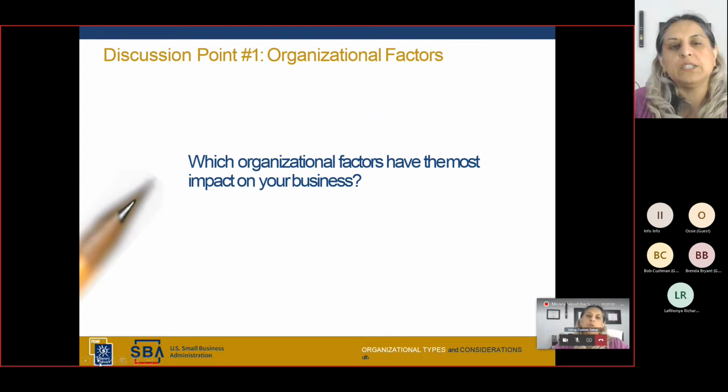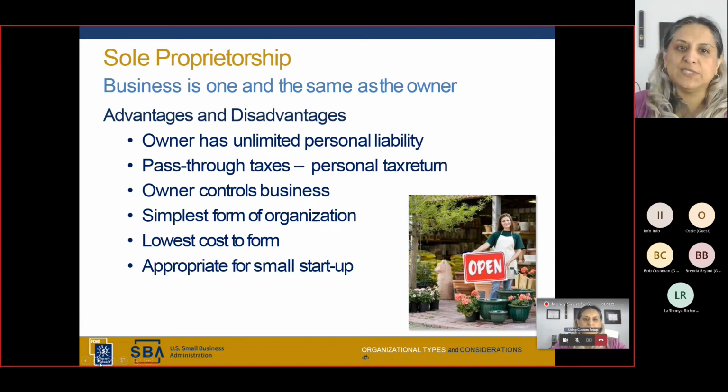So which organizational factors have the most impact on your business? Anybody out there want to answer this question? If not, we will move on and go over each one, and then we'll come back to the question.